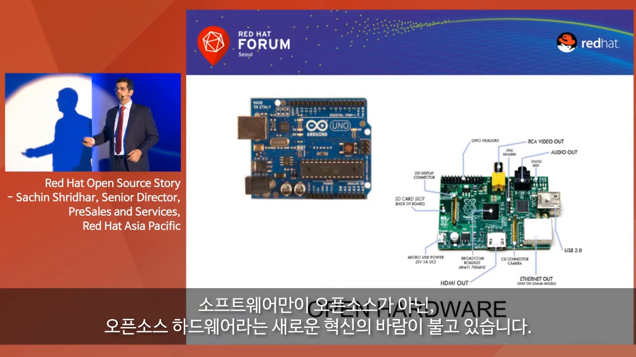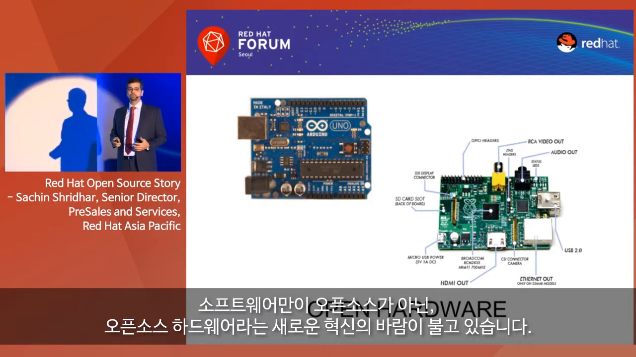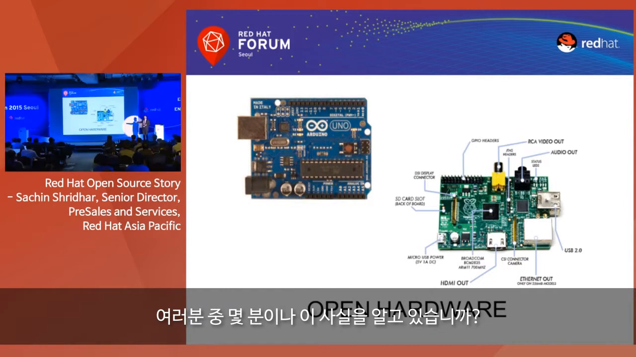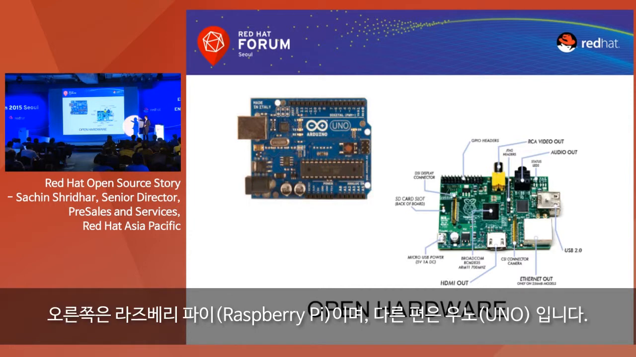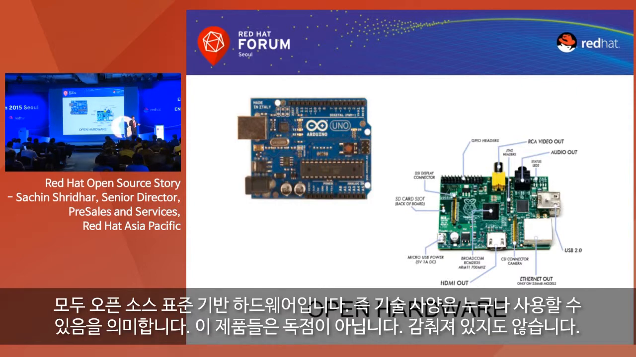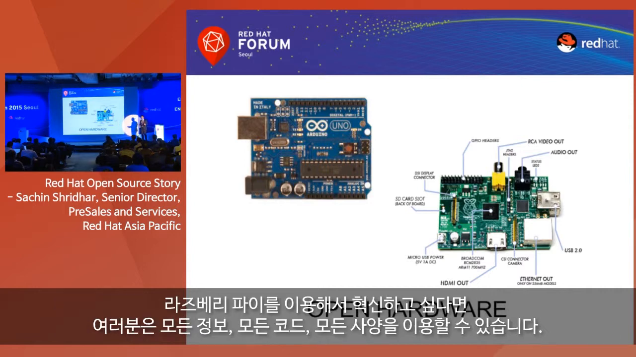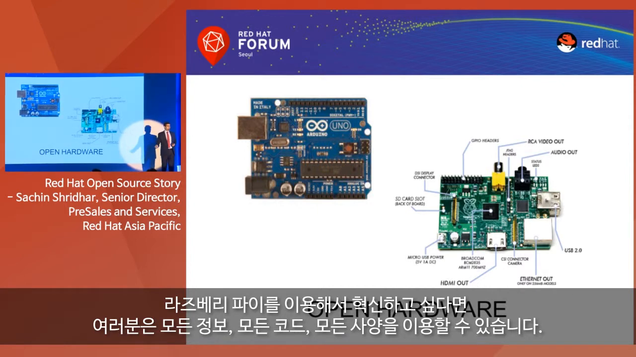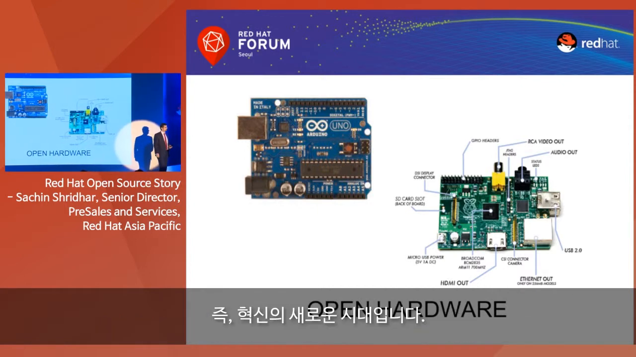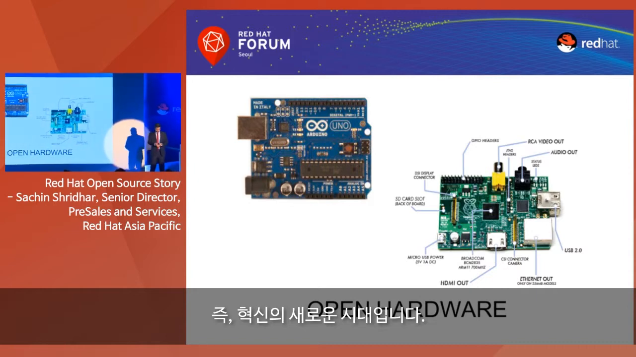The new wave of innovation is also happening in open source hardware. How many of us know what this is? There's a Raspberry Pi on one side and you've got the Uno on the other side. Both are open sourced, standards-based hardware, which means the technical specifications are available for anyone. It's not proprietary, it's not locked down. So if you wanted to innovate on top of Raspberry Pi, you have all the information available, all the code available, all the specification available. And that's the next generation of innovation.